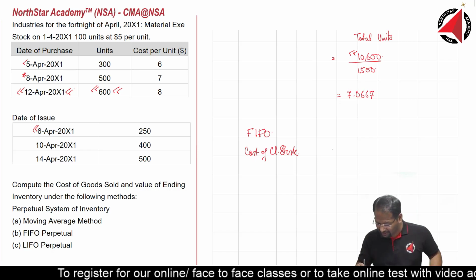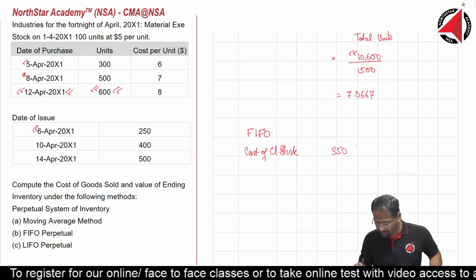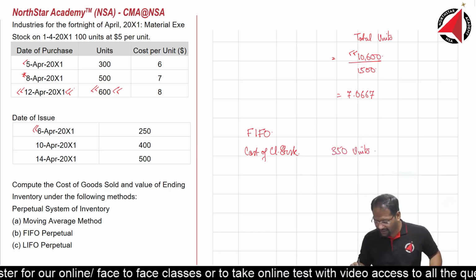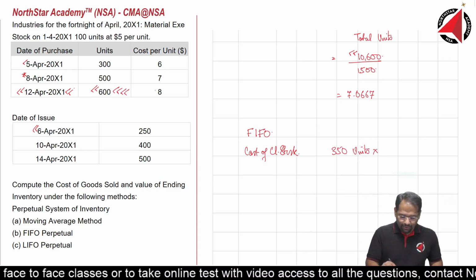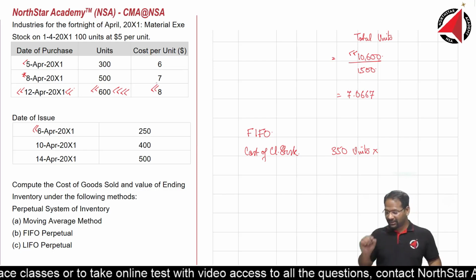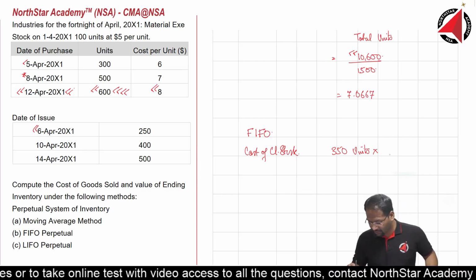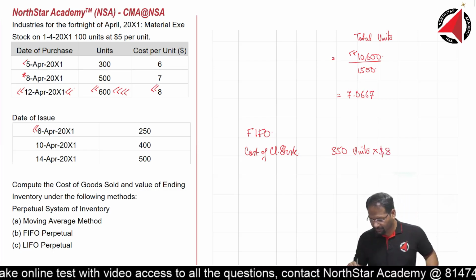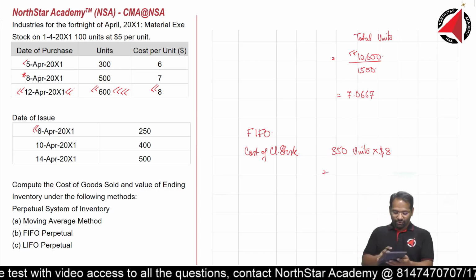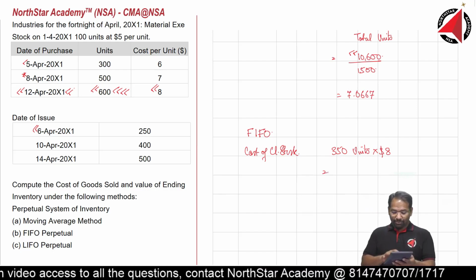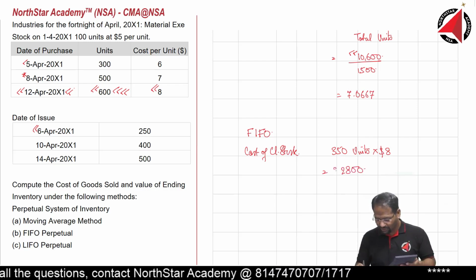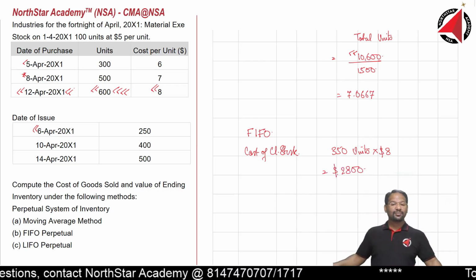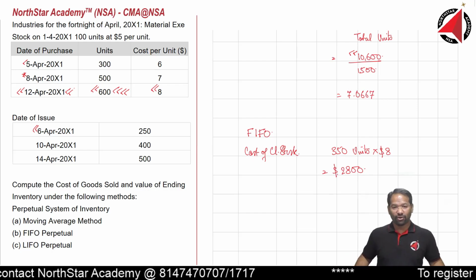So 350 units multiplied by the cost, the price at which you had bought it. You had bought it for $8. So into $8. And how much do you get? 350 multiplied by $8, you get $2,800. What is this? The value of your closing stock.